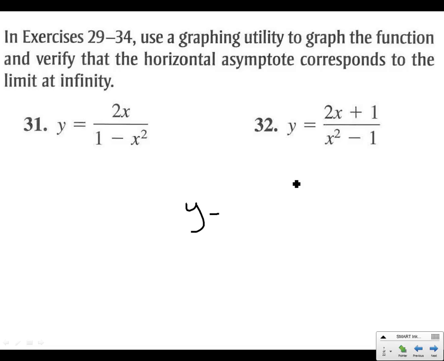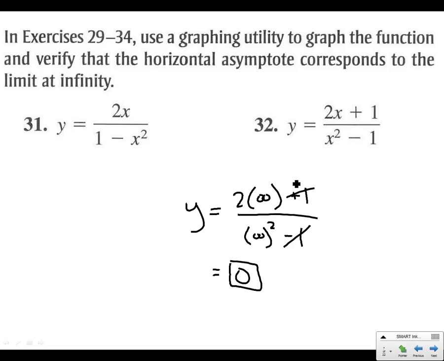This is going to be y equals 2 times infinity plus 1 over infinity squared minus 1. Don't care about the 1s. And at this point, infinity squared is way bigger than infinity. So we're going to have a huge number on the bottom. If we divide by a huge number, we get 0. Alright, so on 32, our limit would be 0.